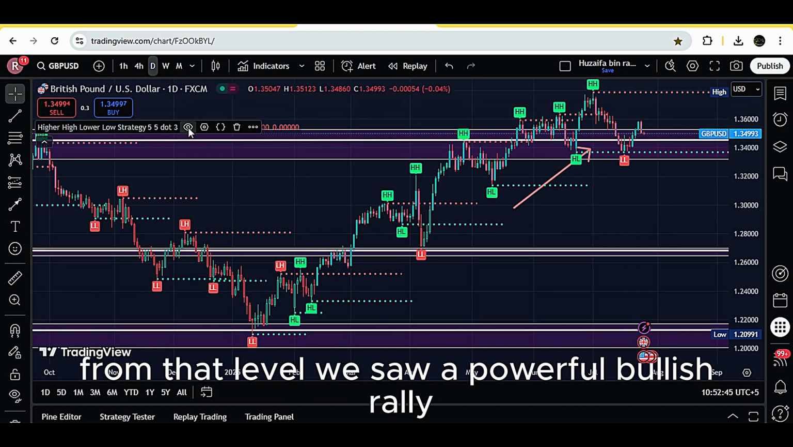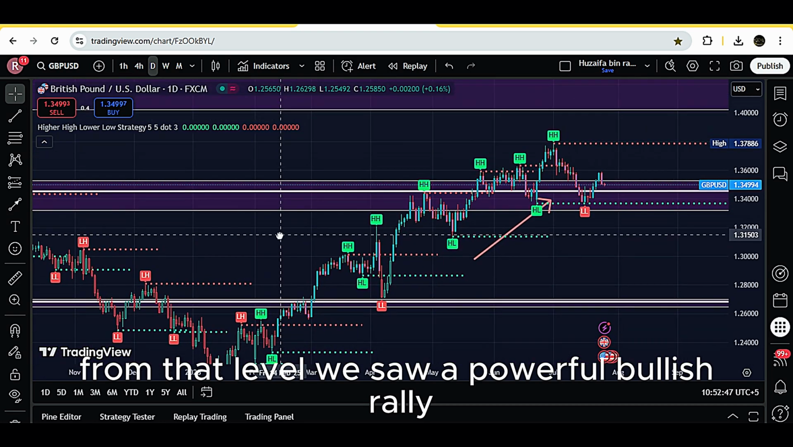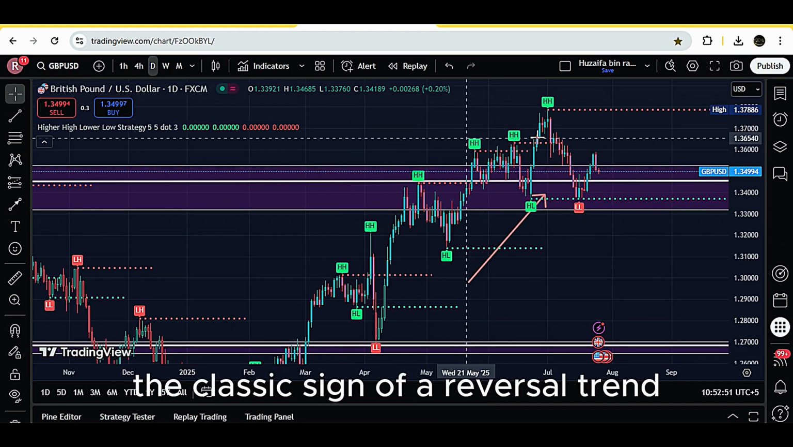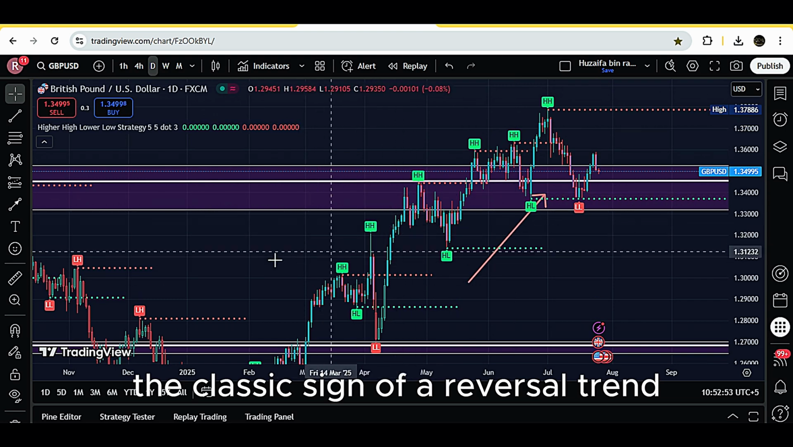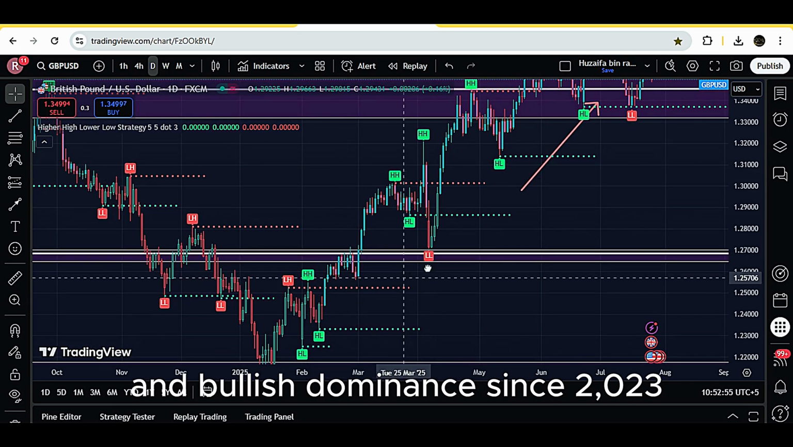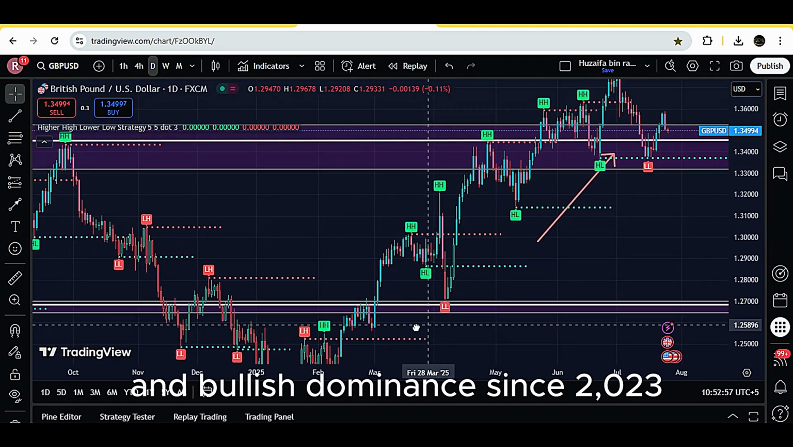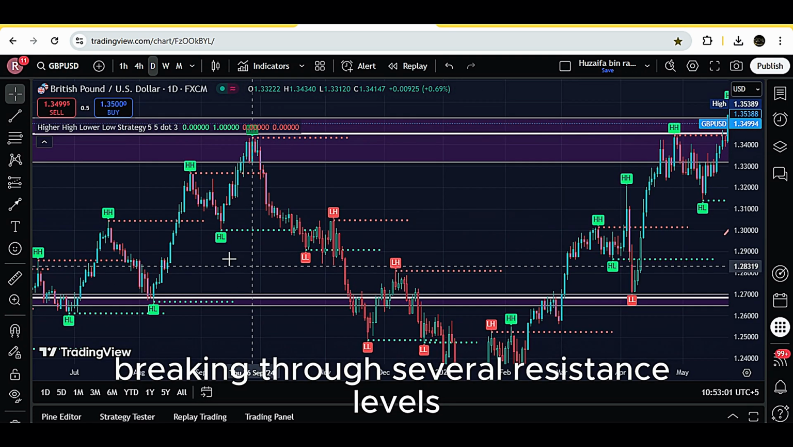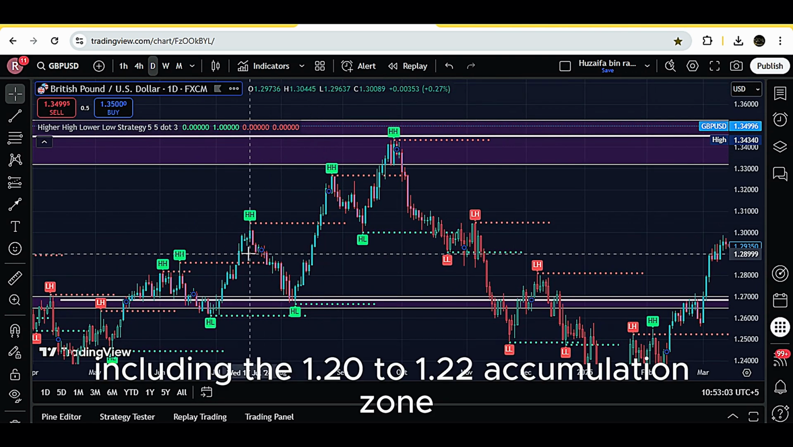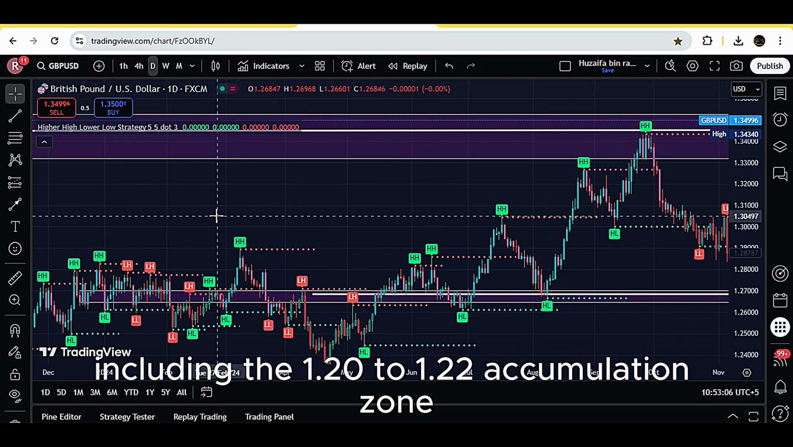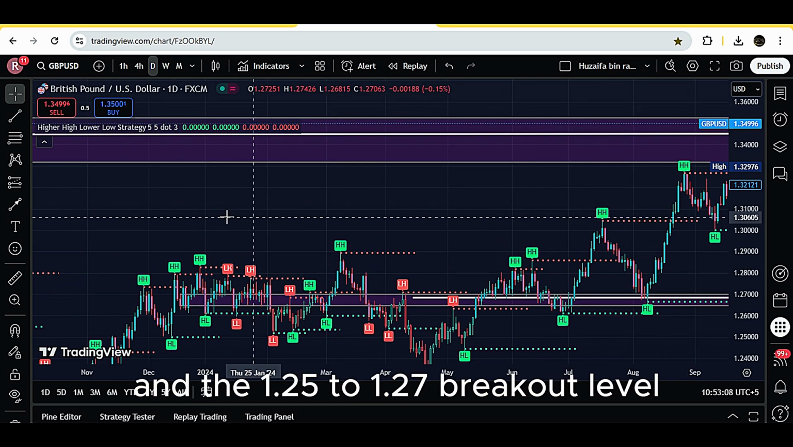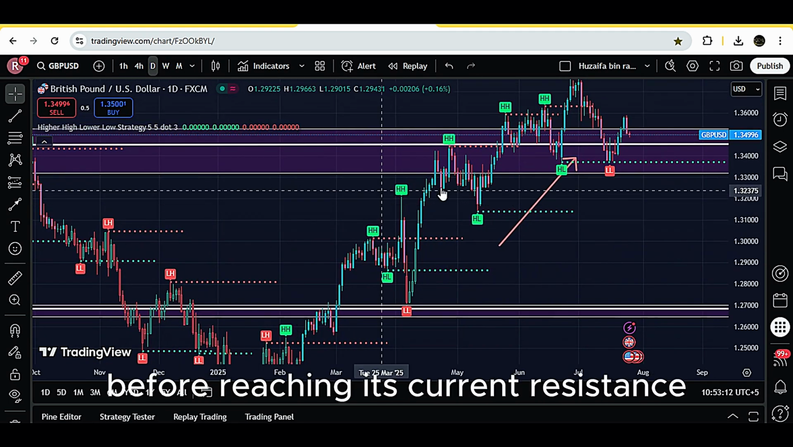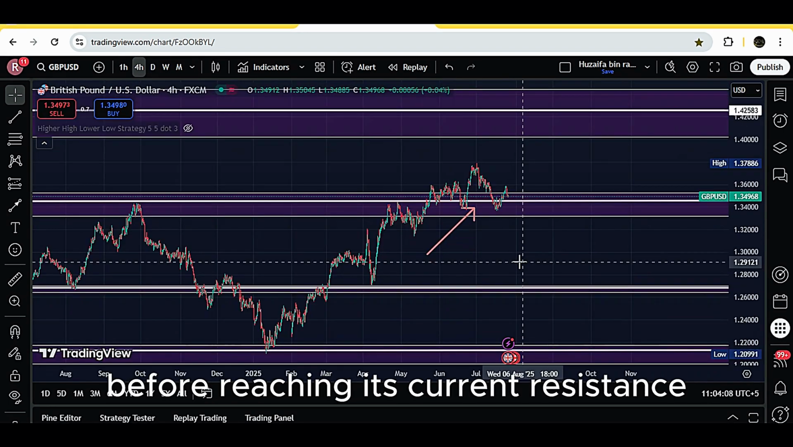From that level, we saw a powerful bullish rally, creating a series of higher highs and higher lows, the classic sign of a reversal trend and bullish dominance. Since 2023, the pair has been climbing steadily, breaking through several resistance levels, including the 1.20 to 1.22 accumulation zone and the 1.25 to 1.27 breakout level before reaching its current resistance.